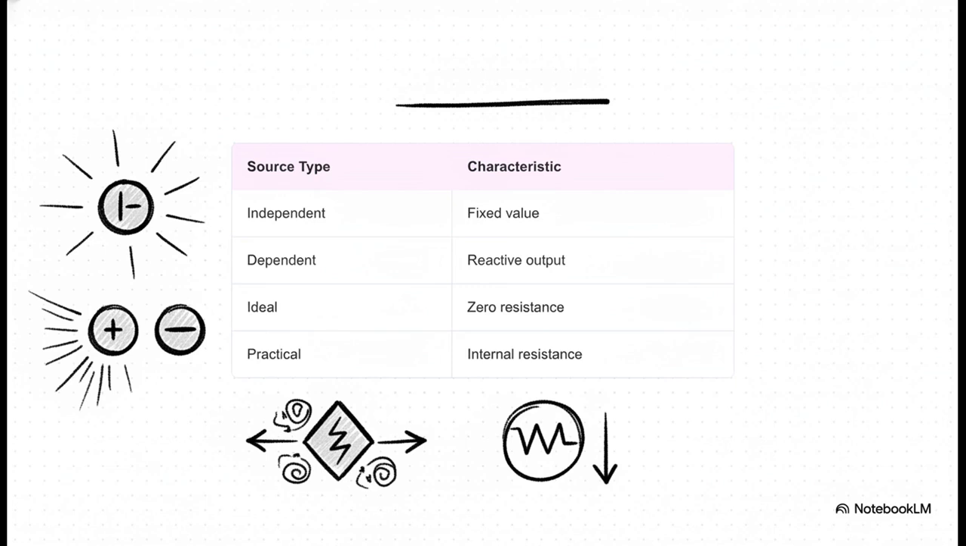And then we have ideal versus practical. An ideal source is this flawless mathematical concept with zero internal resistance, but a practical source, that represents the messy real world, where internal resistance ultimately causes a drop in our output pressure.